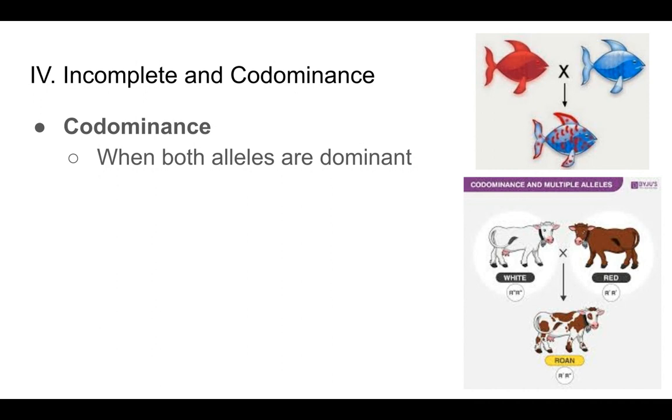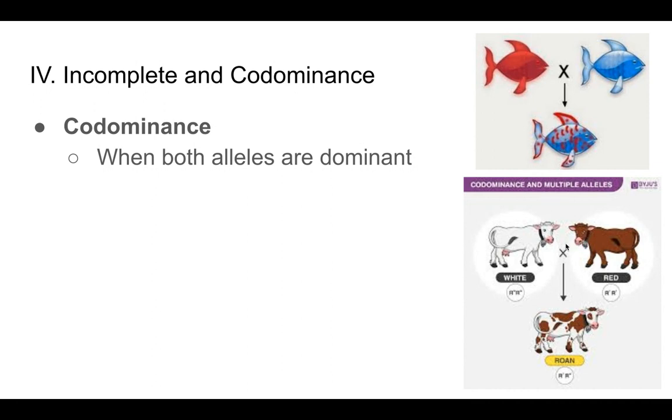So in incomplete dominance, we saw that no allele was truly dominant. In codominance, we see that both alleles are actually truly dominant. So check out this little fish picture right here. You have a red fish crossed with a blue fish, and look, the heterozygote is both red and blue. Both of those pigments are expressing at the same time because they are codominant pigments.